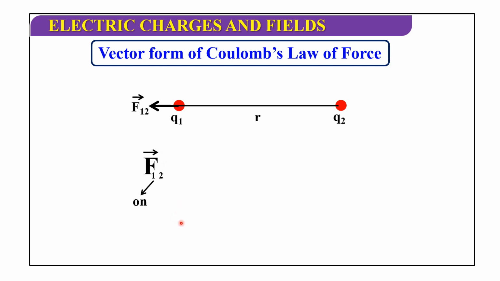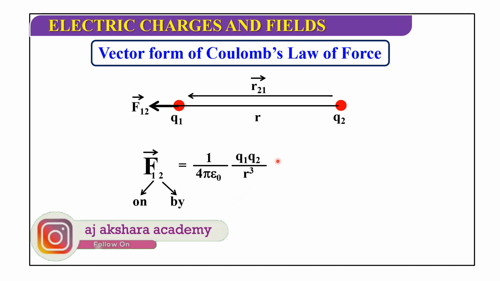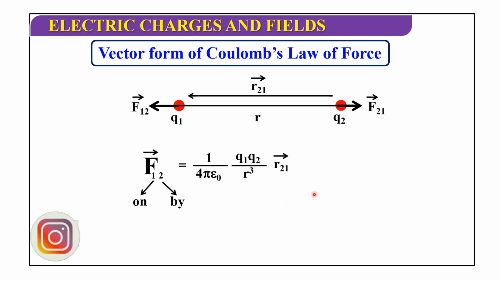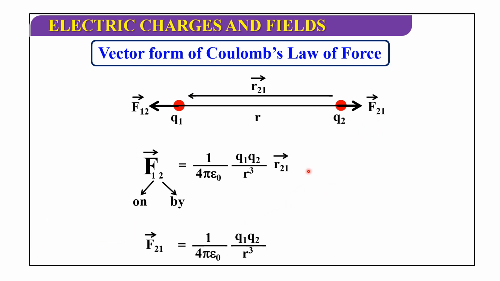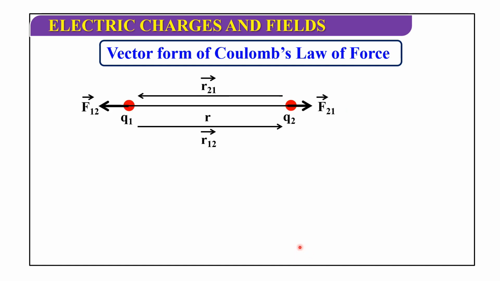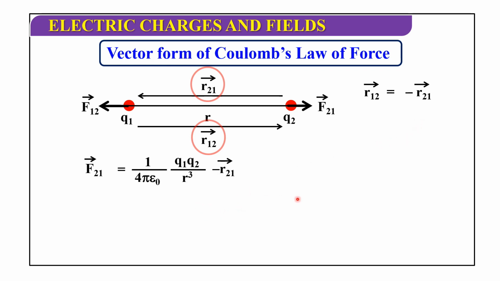So F12 bar is equal to 1 by 4 pi epsilon naught Q1 Q2 by r cube into r21 bar. Another force, F21 bar, is equal to 1 by 4 pi epsilon naught Q1 Q2 by r cube into r12 bar. Next, these are the directions, and r12 bar is equal to minus r21 bar, opposite direction.